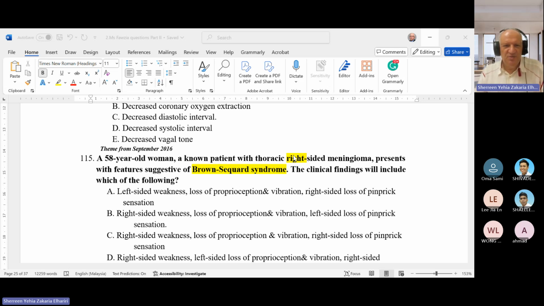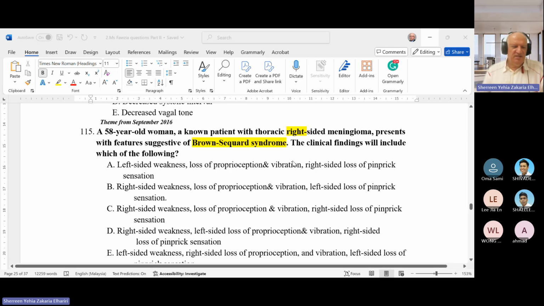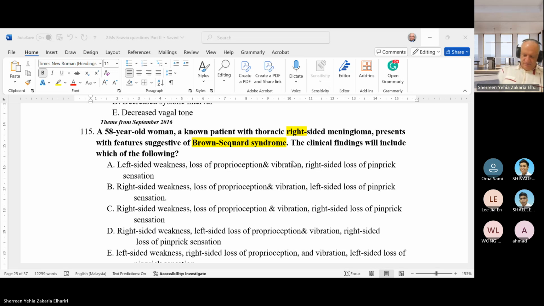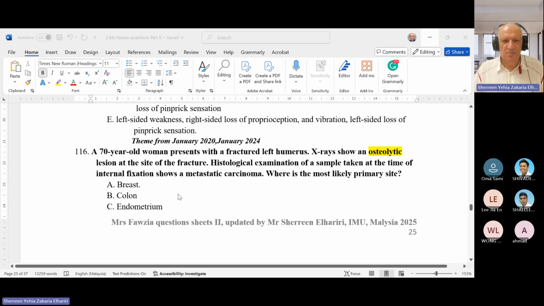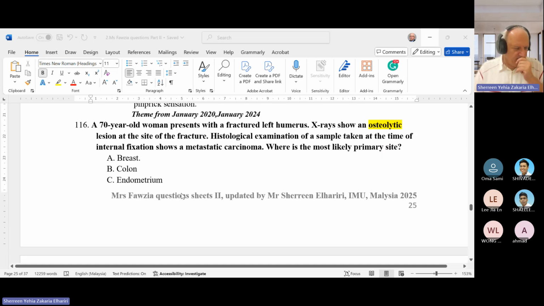So can anyone choose which one here can be the correct answer? Right-sided weakness, loss of proprioception and vibration. Yeah. Okay, so it is B. Right-sided weakness, loss of proprioception, vibration, left side, or loss of pain and temperature. In final revisions, we have some collection of this incomplete spinal cord injury.